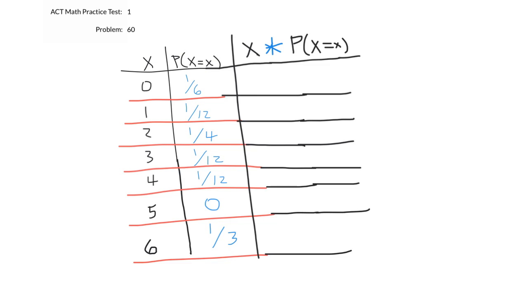Okay. So 0 times 1/6, clearly that is 0. 1 times 1/12, well, clearly that is 1/12. 2 times 1/4, well, if you reduce that, that's going to turn into 1/2. 3 times 1/12, that's going to turn into 1/4. We have 4 times 1/12, that's going to turn into 1/3. 5 times 0, obviously, 0. And then finally, 6 times 1/3, well, that's going to turn into 2.